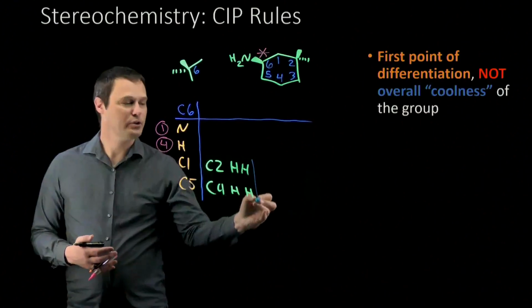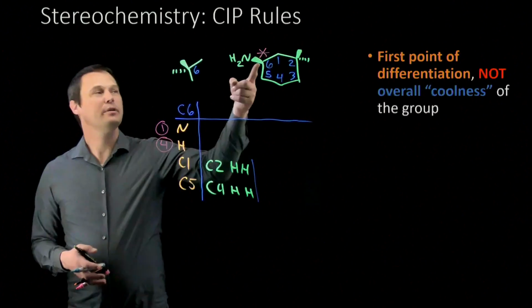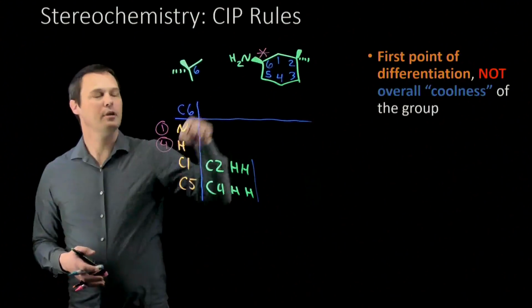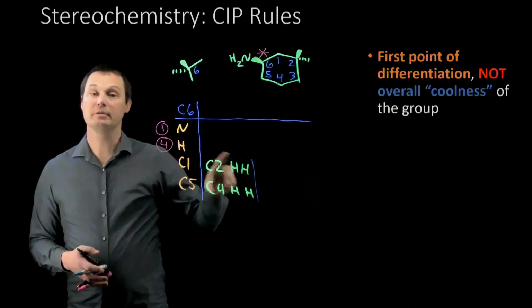So no big deal. We just draw a line and we move out to the next carbon in the chain until we find the first point of differentiation. We started with carbon number 6 and we looked at those elements, and carbon number 1 and 5 tied. So then we moved out to carbon number 1 and carbon number 5 and looked at those elements, but those also tie.